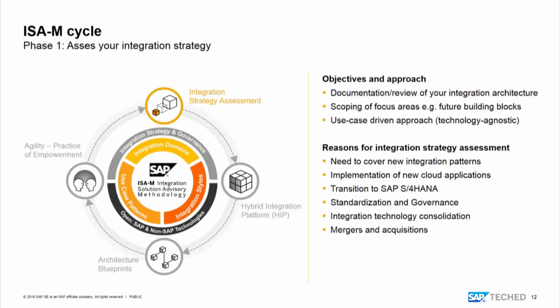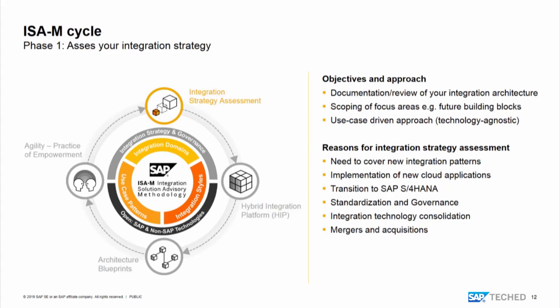So let's get started with the first phase. It's the integration strategy assessment. So typically what we can see is that customers want to document their integration landscape. So depending on your maturity level, if you do not have a good documentation on your integration approach, you can use it here. You can then also do a scoping. So what areas of integration do you maybe want to improve? Maybe identify future building blocks. For example, if you have IoT integration needs, identify new patterns that you want to cover.